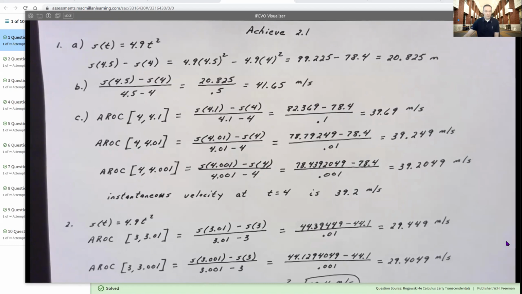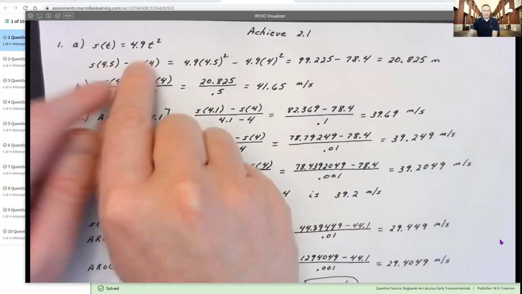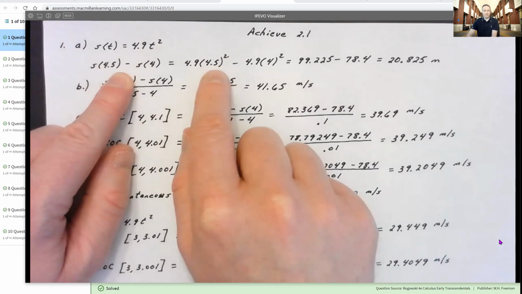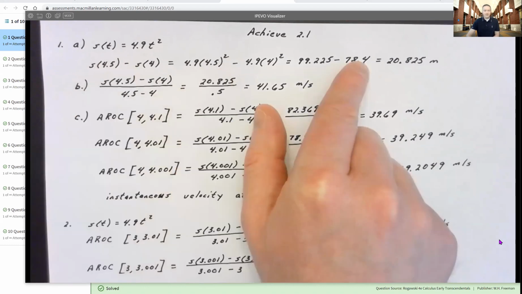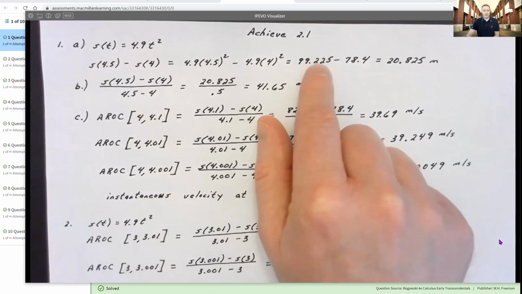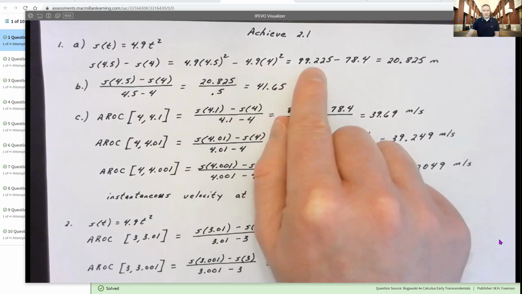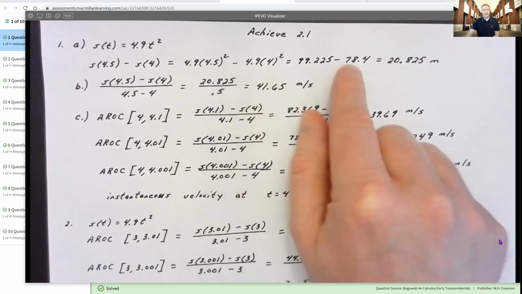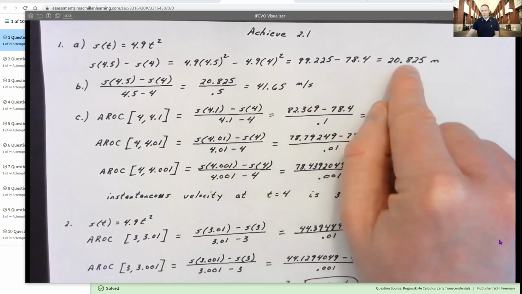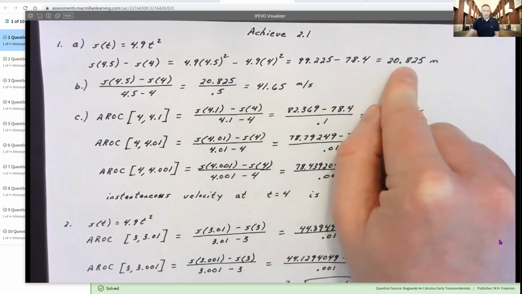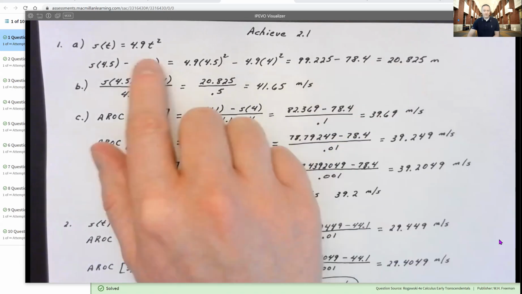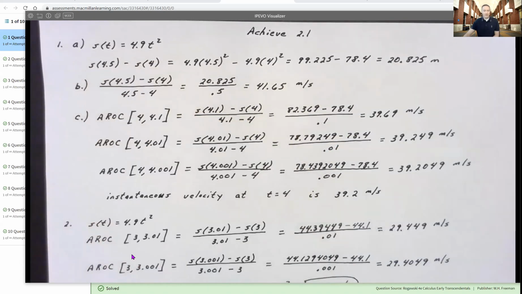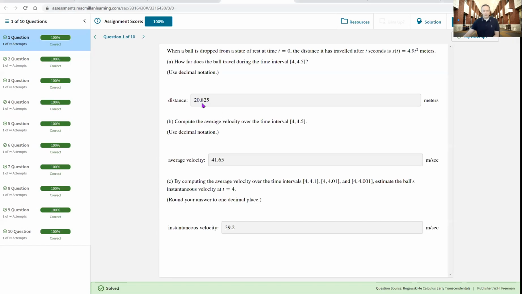And then I can say, well, all right, the position at 4.5, we're just plugging 4.5 into this equation. We get 4.9 times 4.5 squared minus 4.9 times 4 squared. And then we can say, well, okay, when we plug the 4.9 times 4.5 squared in, we get 99.225 minus the initial position of 78.4, we find that there's a displacement of 20.825 meters over this half of a second time period. Okay, so I go back and I put the distance traveled 20.825.